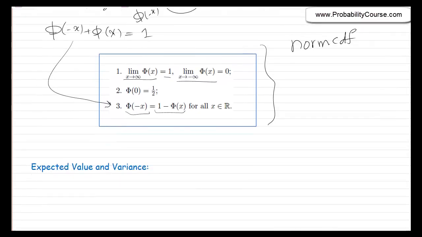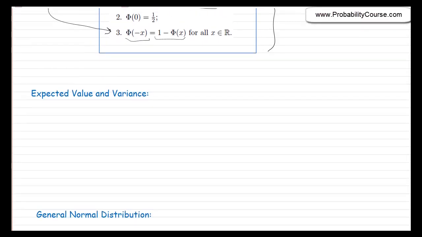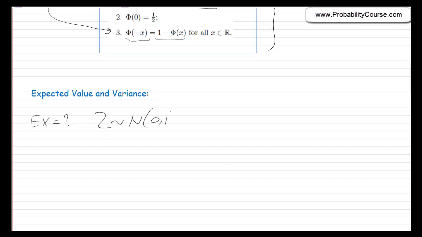Okay, so let's talk about the expected value and variance of the standard normal distribution. First of all, let's talk about the expected value. What is the expected value of x? Or in particular, let Z be a standard normal random variable. What's going to be its expected value? When I was introducing the normal distribution, I mentioned that it has two parameters, mu and sigma, and mu is the expected value. So we expect the expected value to be 0, and that is true.